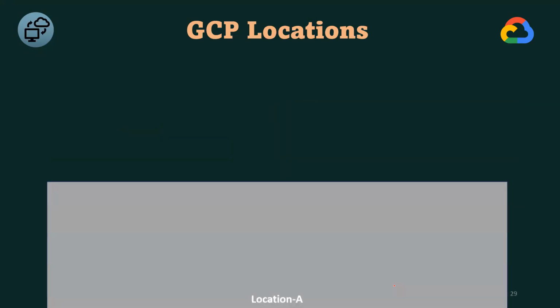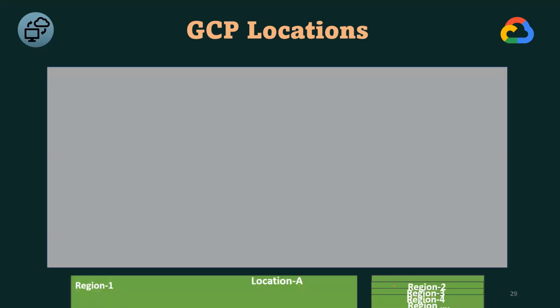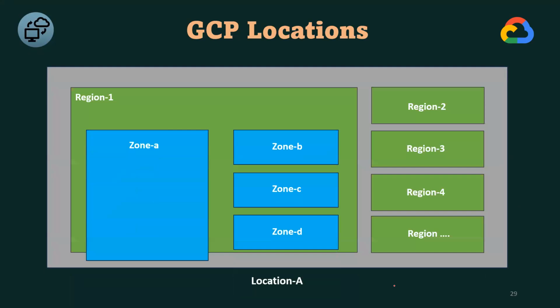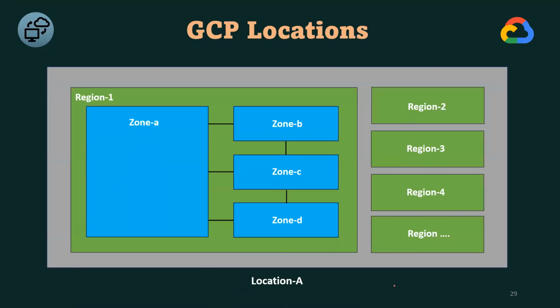Now, this is a good diagram. Try to understand this one. Locations: each location will have multiple regions. Each region will have multiple zones, and each zone is connected to one more zone via a high bandwidth network for the infrastructure management. I will tell you why they are connected via a high bandwidth network.